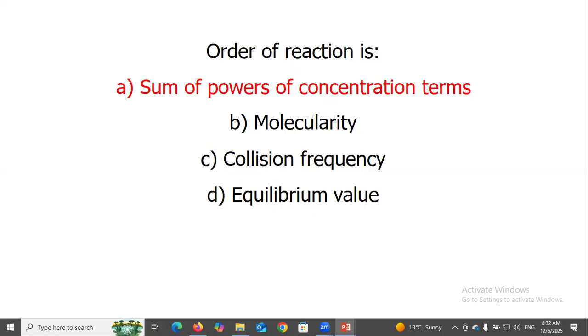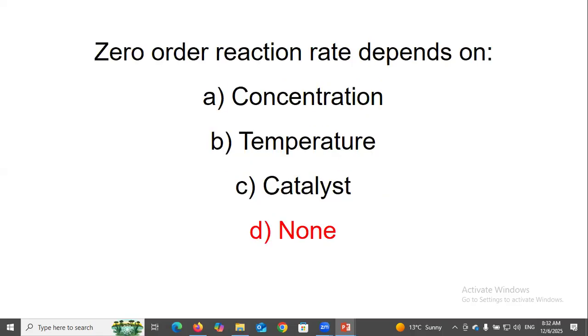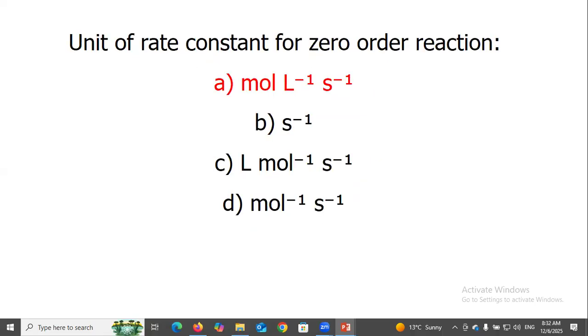Order of reaction is sum of power of the concentration terms, molecularity, collision frequency, equilibrium value. Correct option is option A, sum of powers of concentration terms. Zero order reaction rate depends on concentration, temperature, catalyst, none. Unit of rate constant for zero order reaction is mole per liter per second.